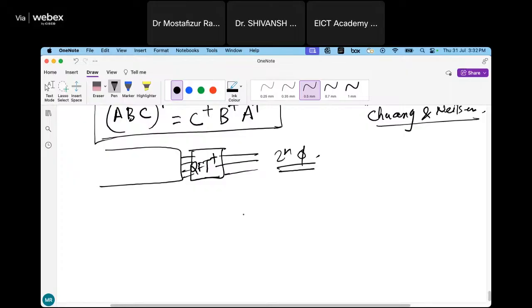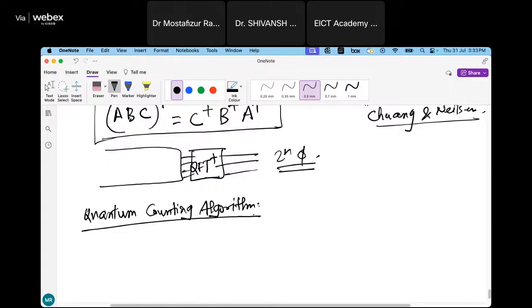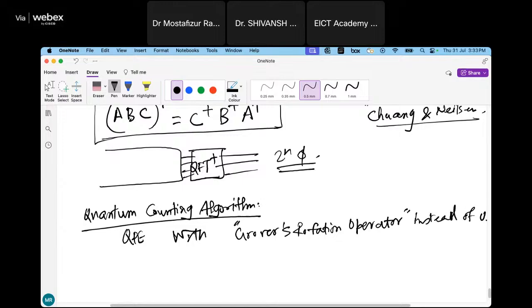Another important part is, for example, the quantum counting algorithm. The quantum counting algorithm is the same as the QPE circuit, the quantum phase estimation algorithm, with Grover's rotation operator instead of U. So that is called a counting algorithm, or Grover's search algorithm, or Grover's counting algorithm.